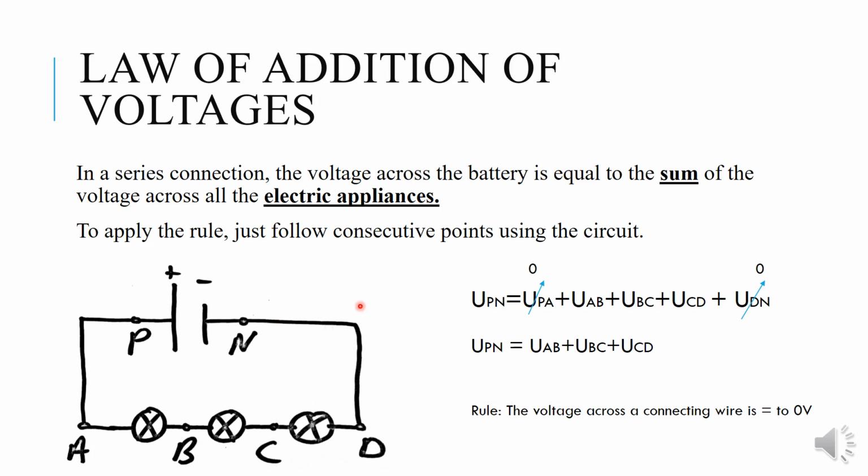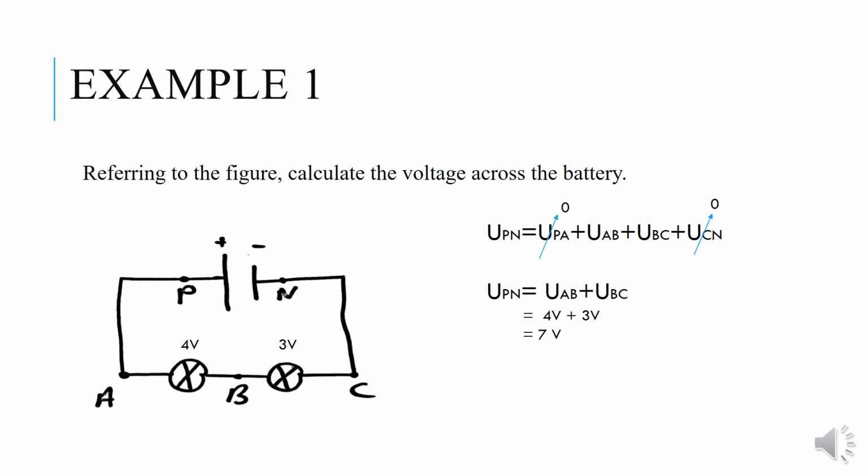Since we don't have an electric appliance here, it acts as a connecting wire. So it is a connecting wire. That's why we remove it. So we can sum it up, or summarize it, as UPN is equal to UAB plus UBC plus UCD. Why did we cross out UPA and UDN? Since they are connecting wires. The voltage across connecting wires is equal to 0 volts.